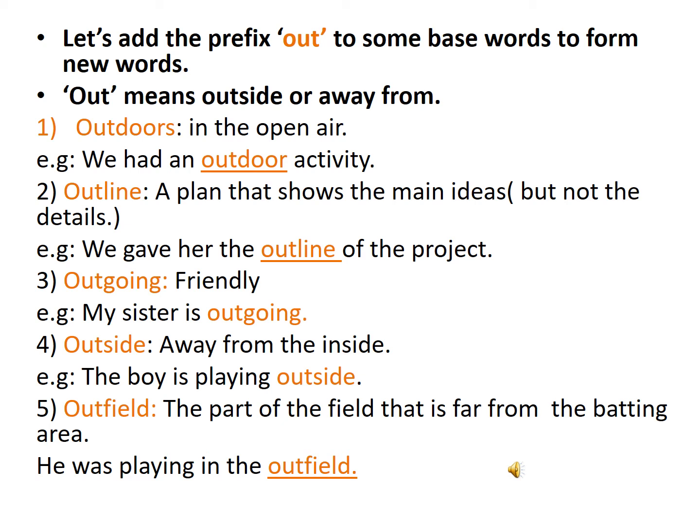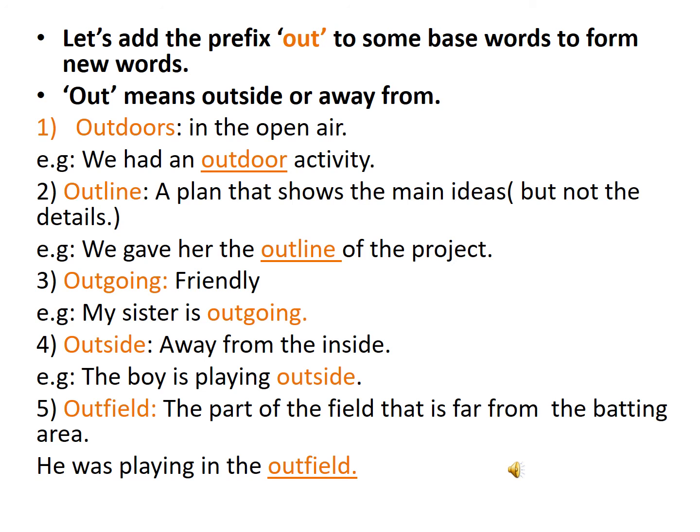Outline. We added the prefix out to the base word line. Outline means a plan that shows the main ideas but not the details. For example, we gave her the outline of the project. Outgoing. We added the prefix out to the base word going. Outgoing means friendly. For example, my sister is outgoing.